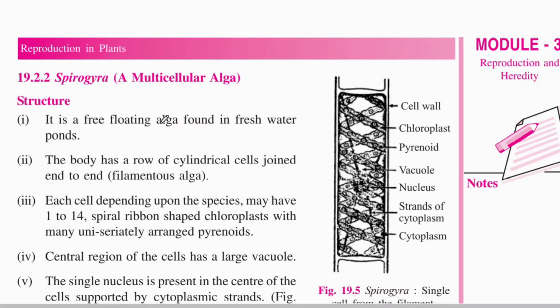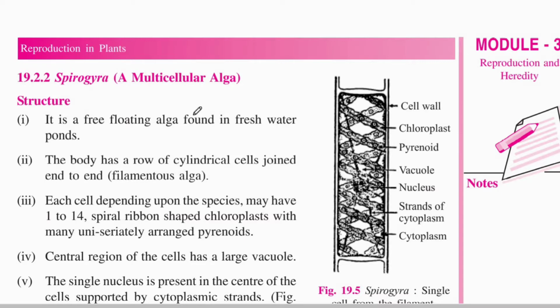Today, in this session, we are discussing the continuation of planned reproduction in this chapter, Reproduction and Heredity, in AOS Module 3. In the previous classes, we have seen different methods of vegetative reproduction, the asexual method of reproduction, apomixis, and then different methods of reproduction in Chlamydomonas. So, this is the next topic.